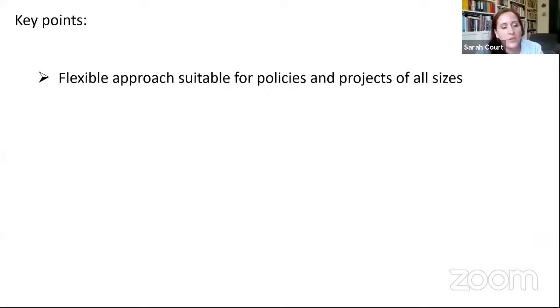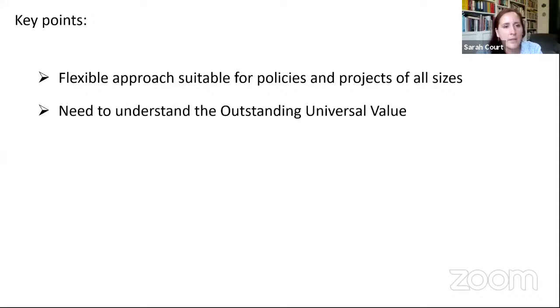It's really useful to note that impact assessment is a flexible approach that's suitable for considering policies and projects of all sizes and types. This means that it's not just to be used when you're required to do so under your national legislation, or if the World Heritage Committee asks it in a decision, it's potentially a tool, a way of thinking that you can even use voluntarily at the place that you're working.